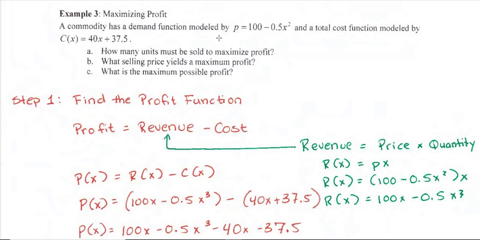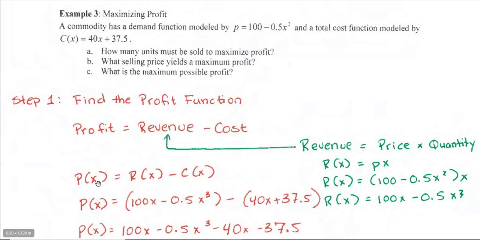So what am I trying to do? The idea here is to maximize the profit. This is not profit, this is price. So I'm going to need to find the profit function. Well, profit is revenue minus cost, but I don't have revenue here. I only have price and cost. But I know that revenue is price times quantity. I just did that. I've got my price right here. So when I distribute the x, I get that my revenue function is 100x minus 0.5x cubed.